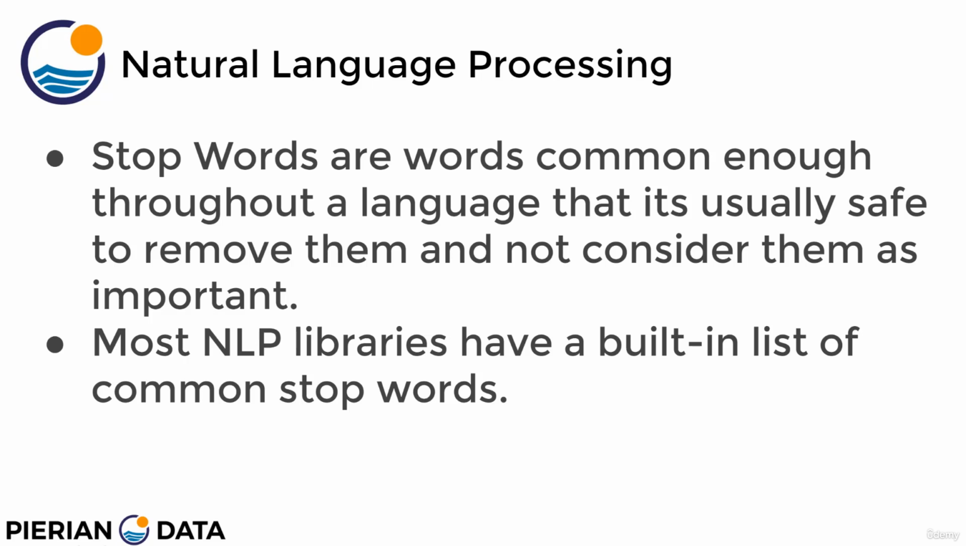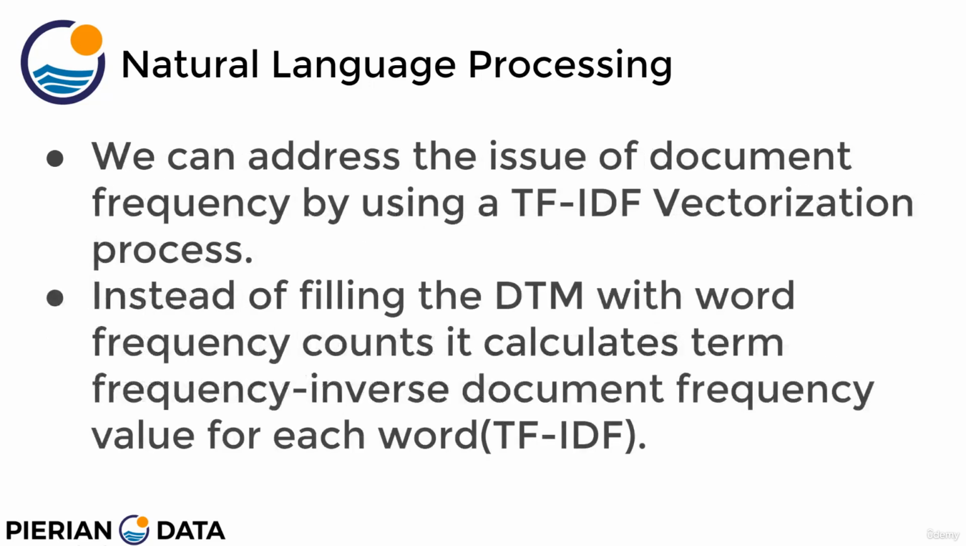And most natural language processing libraries are going to have built-in lists of common stop words. Now we can address the issue of document frequency by using a TF-IDF vectorization process, or term frequency inverse document frequency. So instead of filling that document term matrix with word frequency counts, it's going to calculate a term frequency inverse document frequency value for each word. And this is known as TF-IDF.